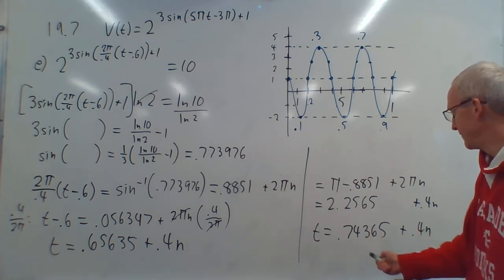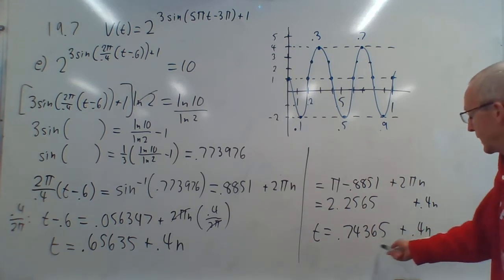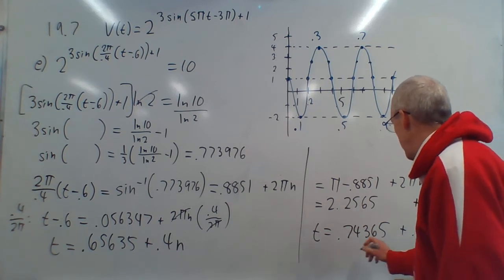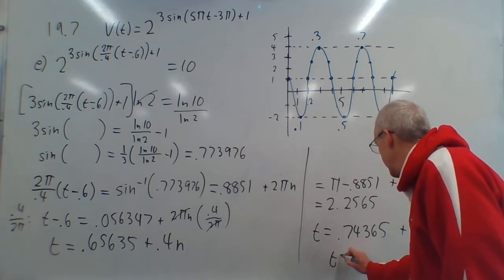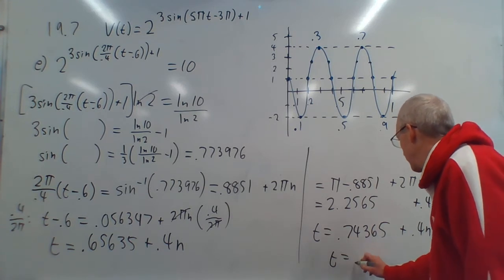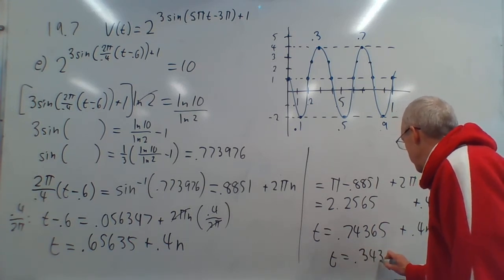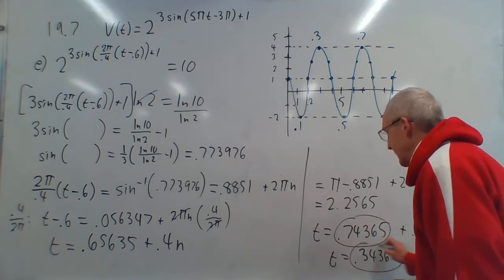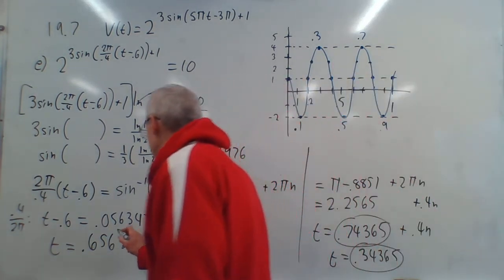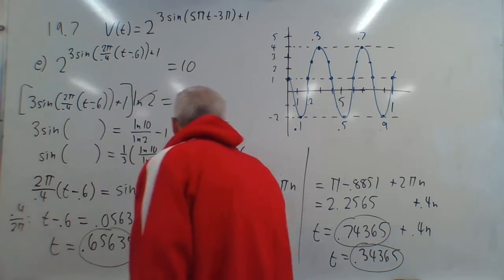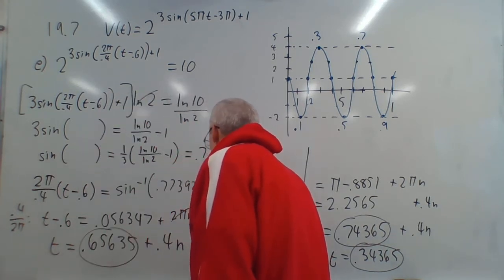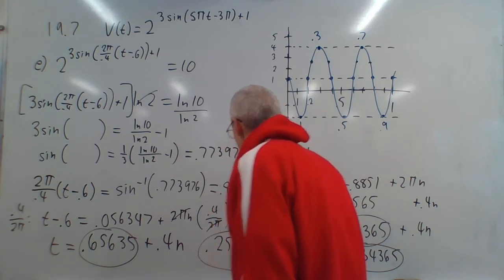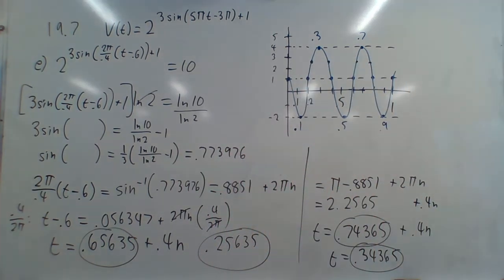Well, we got this one, and we can't add it, but we can take away 0.4. So we can get t equals 0.74365, take away 0.4, it'd be 0.34365. So those are our 2 answers within a second. And over here again, it'd be 0.65635, and then minus 0.4, so 0.25635. Those are our 4 answers, which makes sense.